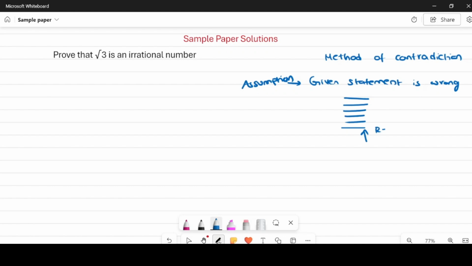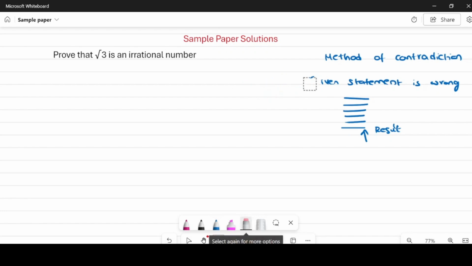Let us say this is the result. Now this result contradicts our assumption, which means our assumption is wrong. What is our assumption? We are taking that the statement is wrong. That means the given statement will be correct. So that's how we are going to prove this.